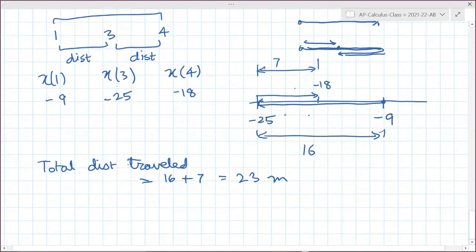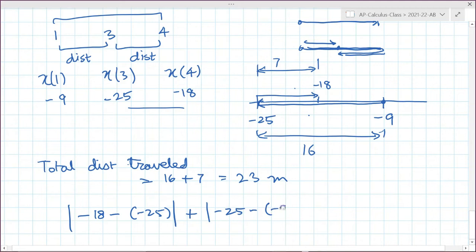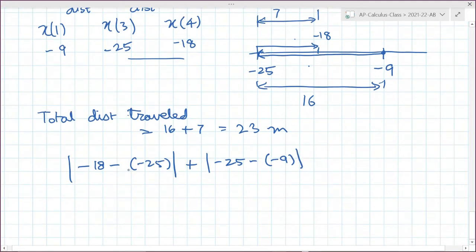So if you want to do it without drawing this, you can do: from here to here is negative 18 minus negative 25 and its absolute value, right? Plus negative 25 minus negative 9, its absolute value, right? So this will become 7 and this will become 16.